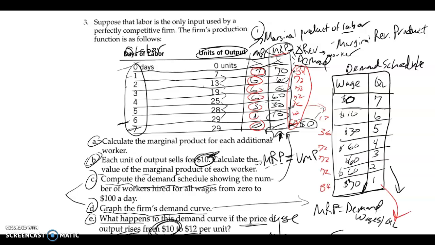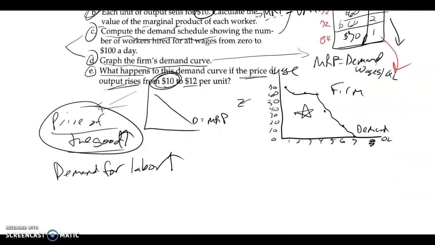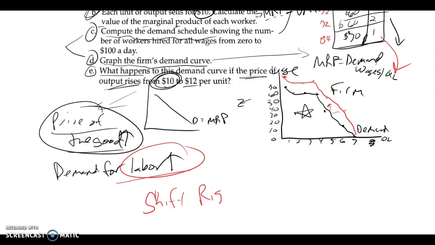If we were to plot that, we would note that all of these moved up. This one's up at 84. These are up at 72. This one was up at 36, this one was at 20-something, and this one's still at 0. It would move like that. So it would shift to the right or shift up. In other words, our demand for labor is going to increase, or shift right. And that's our answer.